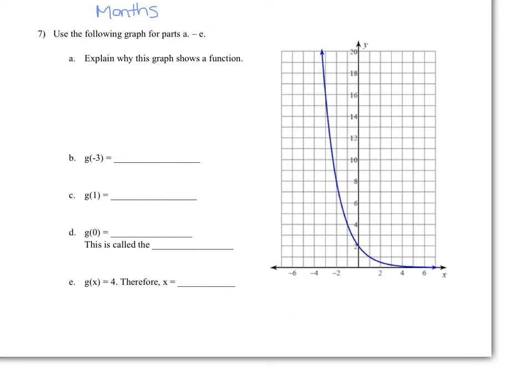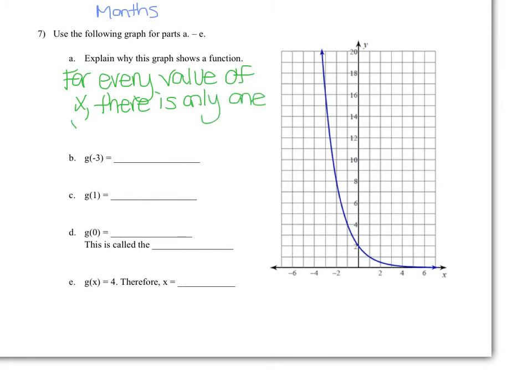So this is a function because for every value of x, there is only one y value associated with it. So that is the definition of a function. For every x, there's only one y.